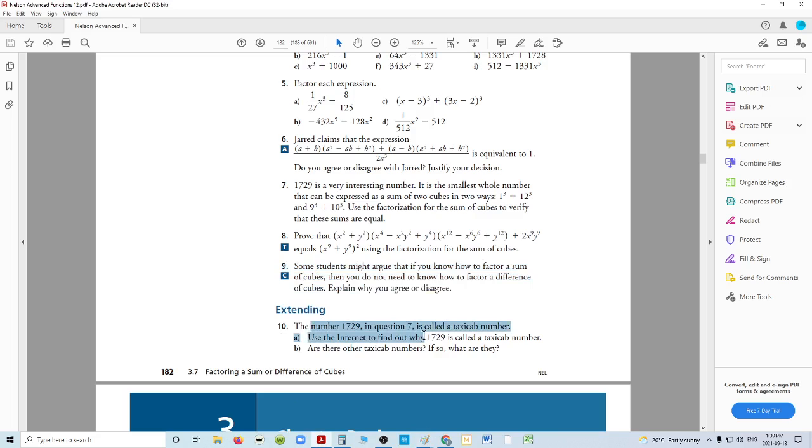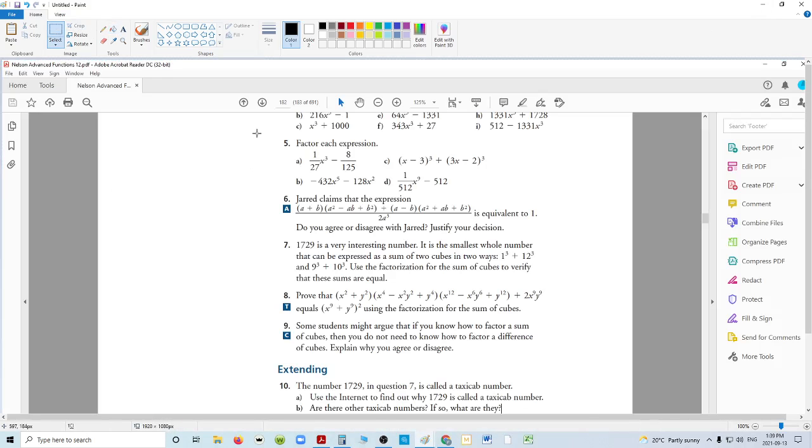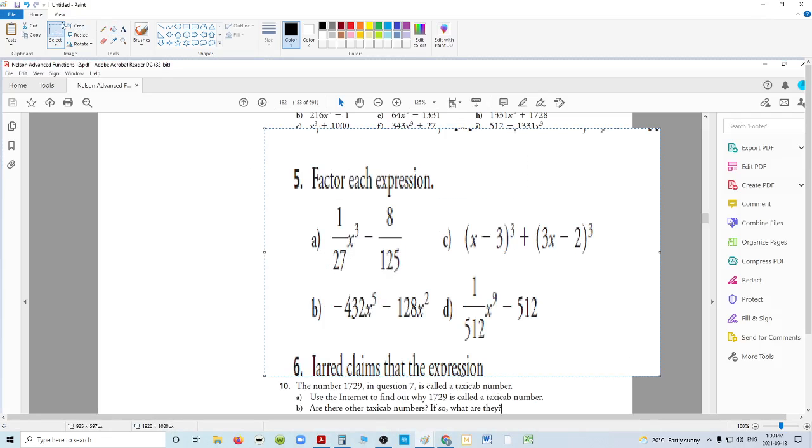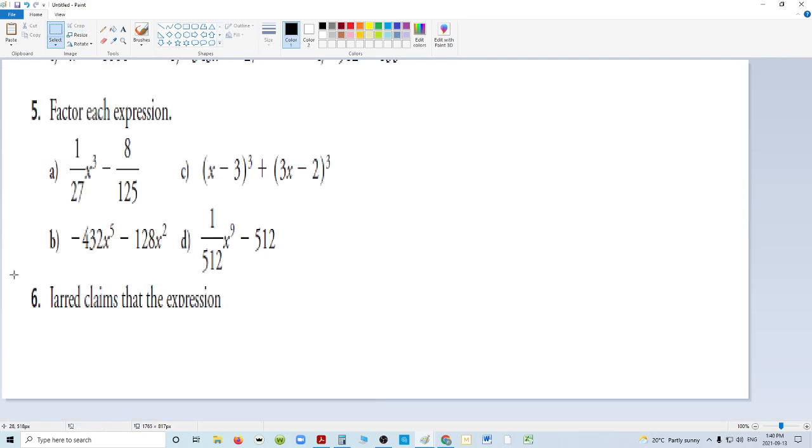Extending the number 1 tune question called a taxi cab ride. Use the internet. Are there any taxi cabs? So what are they? Do that in a second. So let's go back to number 5. And actually, I'm going to skip that last one. You can internet search on your own and discuss it with your teacher. It's certainly not math, which is what I'm trying to teach. Okay, so if your teacher wants you to know the taxi cab number, you go ahead and discuss it.